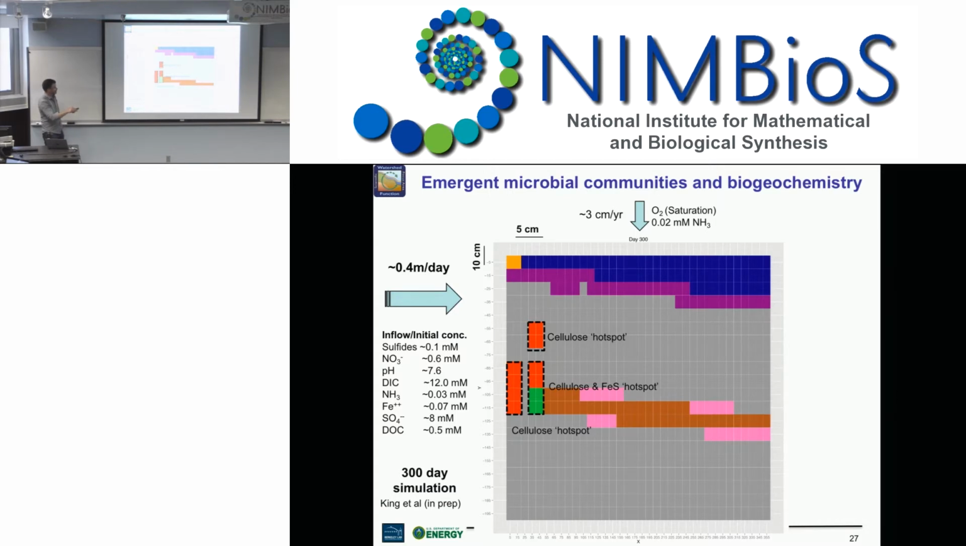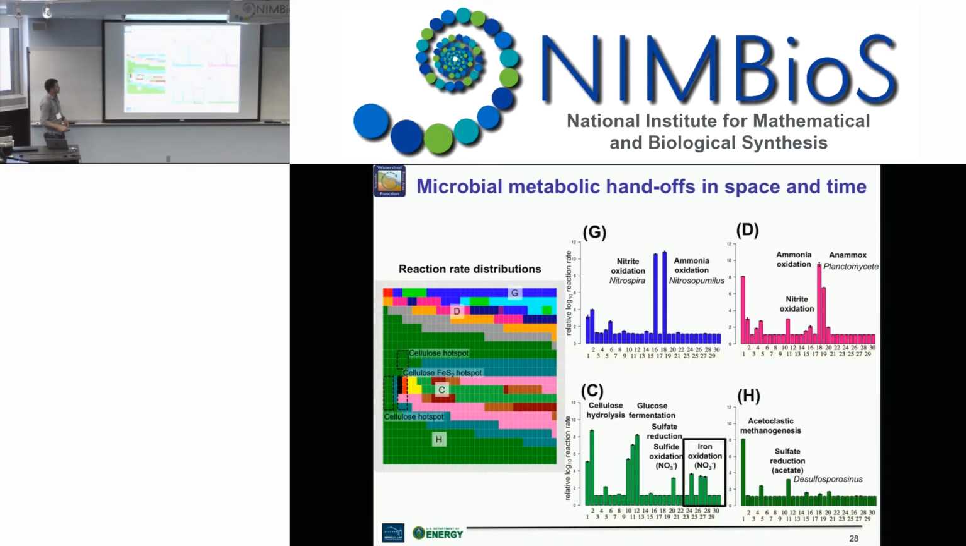Clearly, you can see the oxygen diffusion gradient impacting the assembly of the microbial community. The hotspots are also impacting the assembly of the microbial community, and then the flow through those hotspots is influencing the assembly of the microbial community. Okay. So what does that mean?